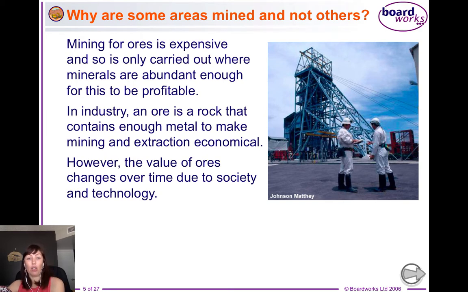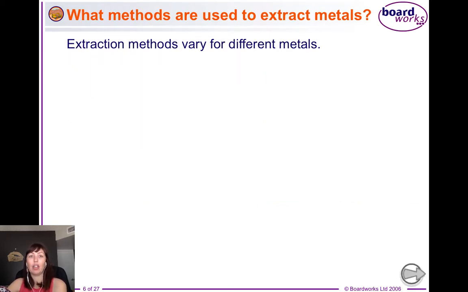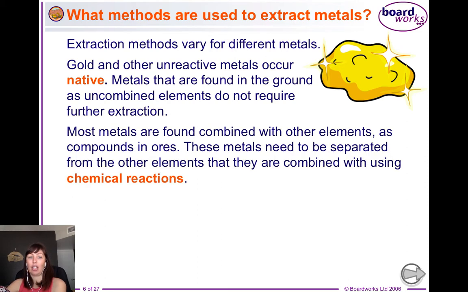The value of ores changes over time due to society and technology. For example, rocks that contain only 5% copper would have been considered unprofitable in the 19th century, but today most copper comes from ores containing 0.4 to 1% copper. Extraction methods vary for different metals. Gold and some other unreactive metals like platinum occur native, which means they're found in the ground uncombined with other elements and in many circumstances don't require further extraction.